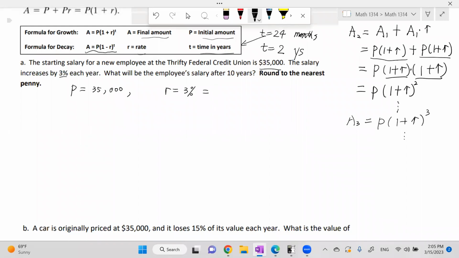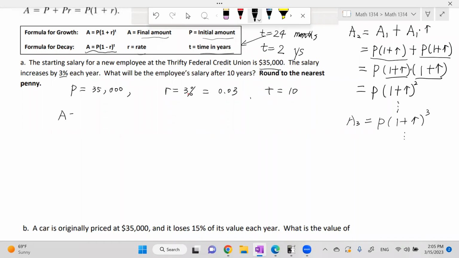So R is 3%. We can convert it to the decimal, 0.03. How did I change it? Because I moved the decimal point to the left 2 decimal places, 1, 2, and then ignore the percentage sign. All right, let's see what is the other information. 10 years, that's T. T equals 10 years. The unit is years, so we don't need to convert it.